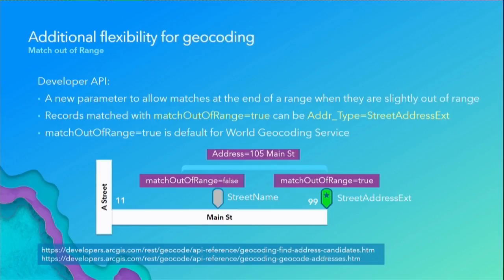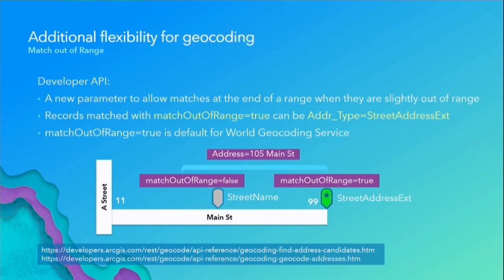By default, we turn this on in the World Geocoding service. So some of the results you may now see have a value of address type equal to street address extension. You can disable that if you like, by passing in the value equal to false. But I think it's a good enhancement. We think that it's much more spatially accurate to put that at the end of the segment, close to that number, than it is to fall back to the center of the segment.